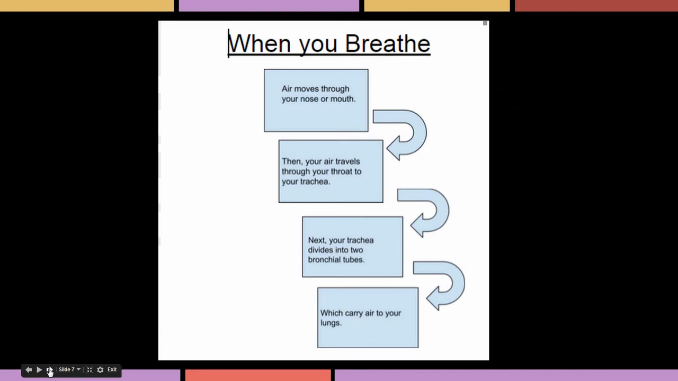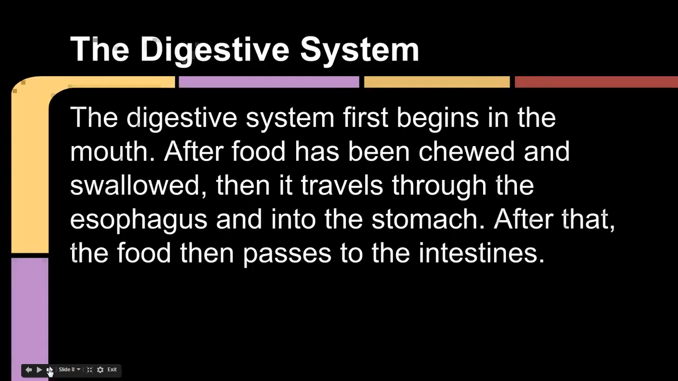All right, so let's try the next one. The digestive system. The digestive system first begins in the mouth. After food has been chewed and swallowed, then it travels through the esophagus and into the stomach. After that, the food then passes into the intestines.